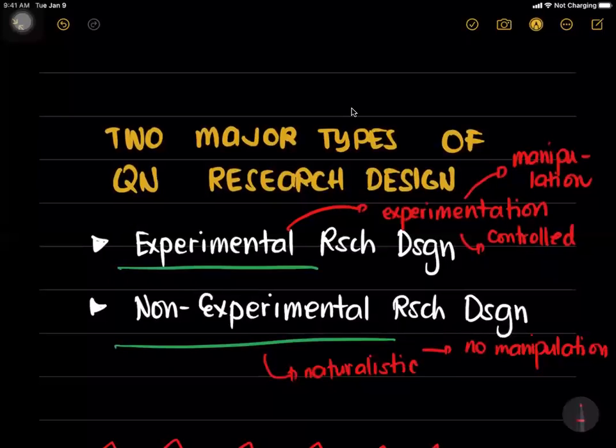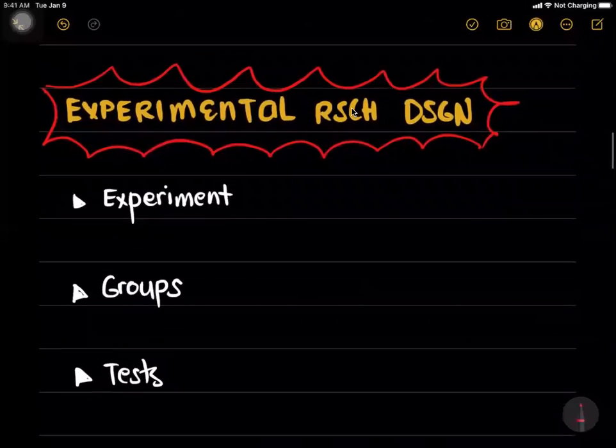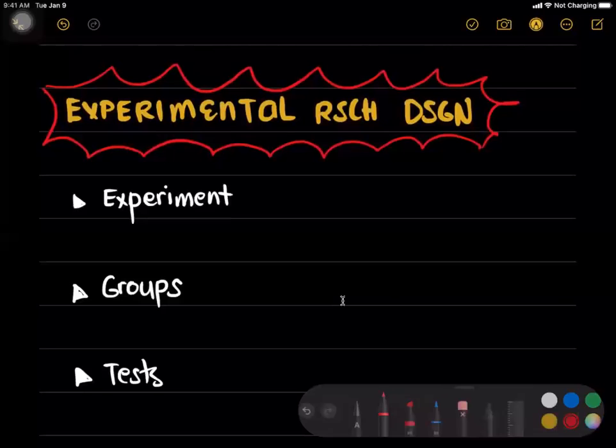So now let's move on to our first research design, and this is our experimental research design. Now, we already know that experimental research design entails a lot of control. There is experimentation, there is manipulation. But what do we really mean when we say experimental research design? Experimental research design is a quantitative research design, remember this, that bases its research method on a scientific activity called an experiment.